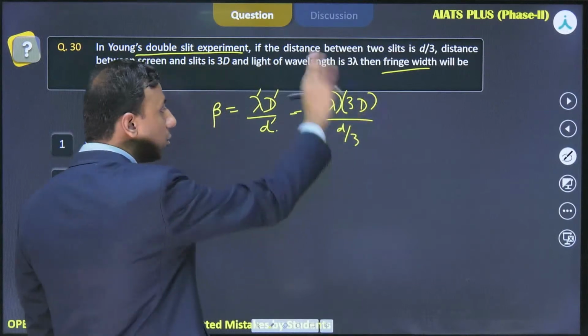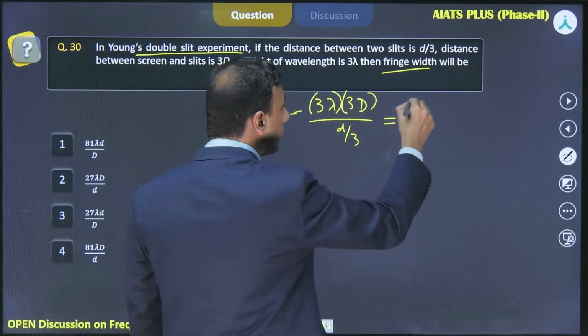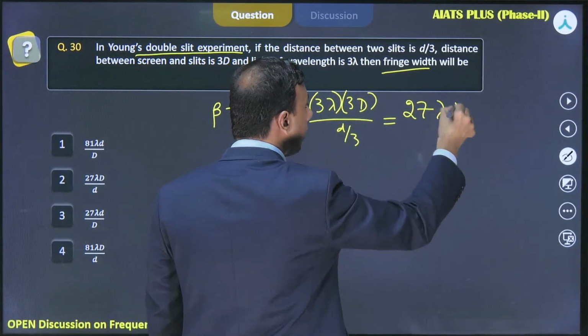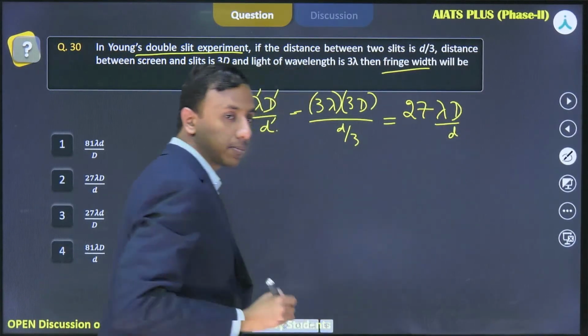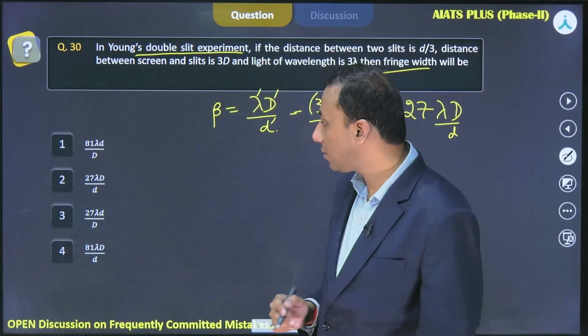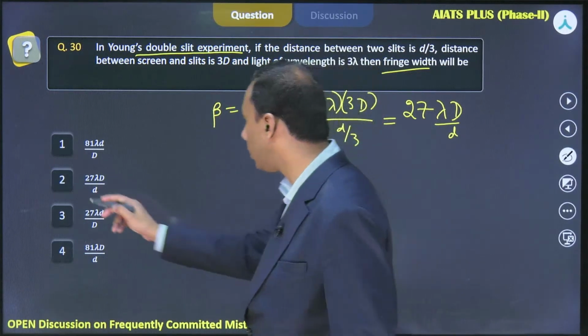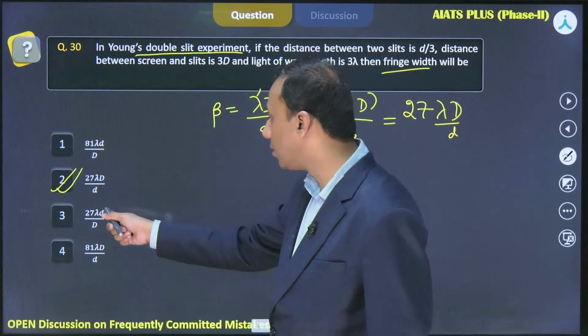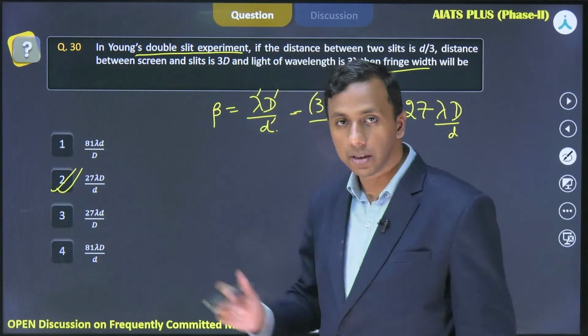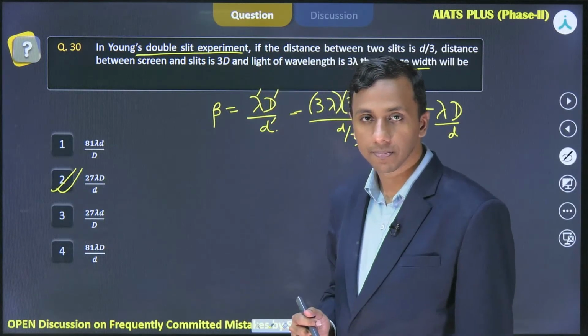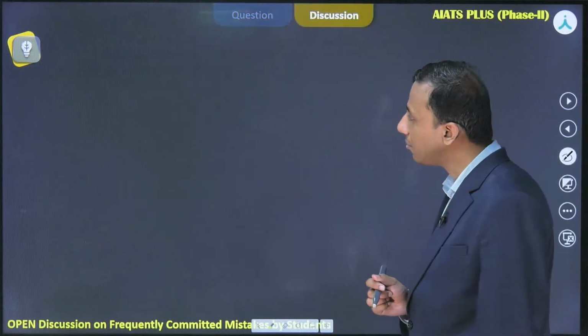Now if you solve it, 3 goes up, right? 3, 3, 3. It becomes 27, right? 27 lambda D by small d. So which one is the correct answer? 27 lambda D by small d. See, here you have to be very careful. These both look similar, but they are not the same. Okay? Very well.